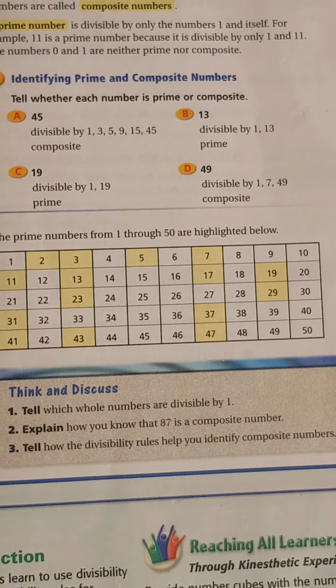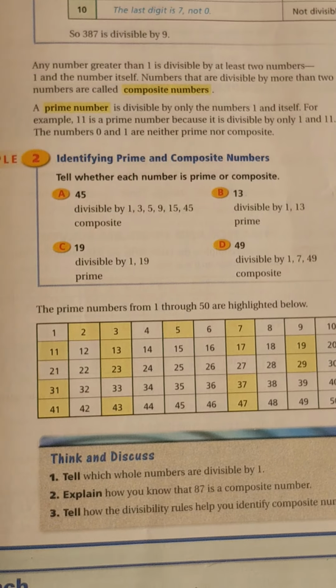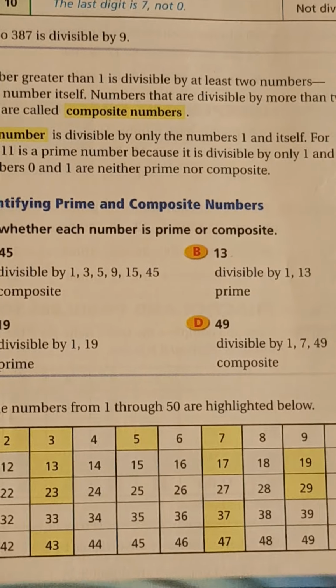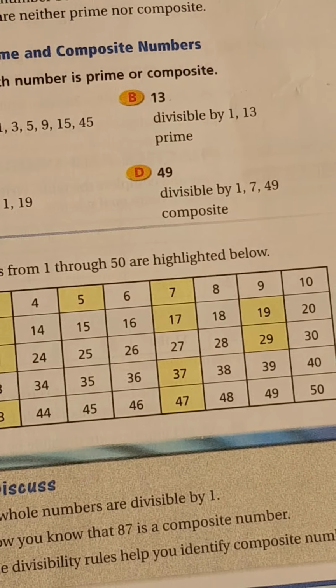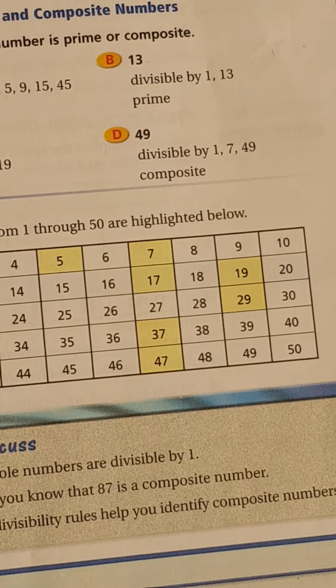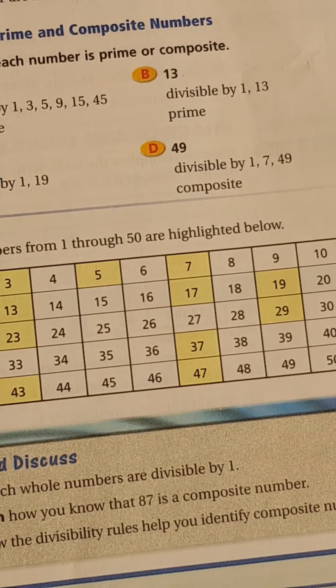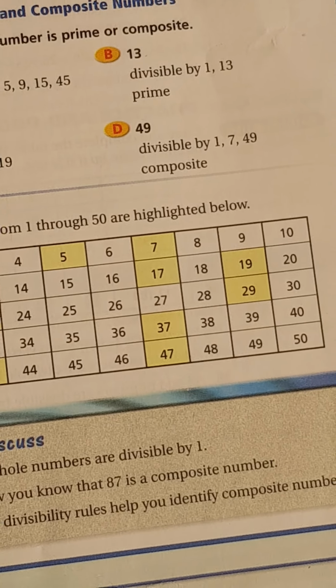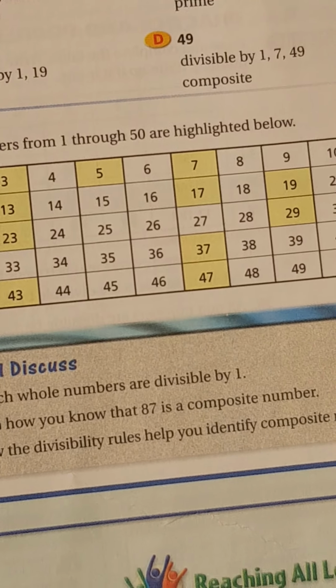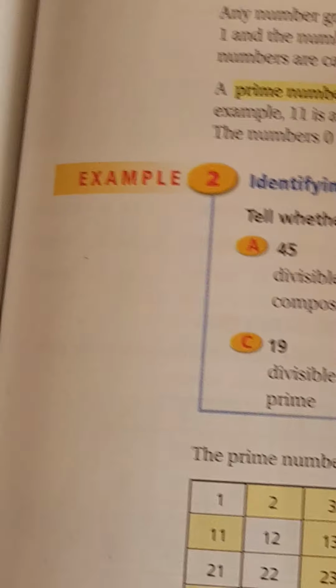Now we pause a little bit for questions. We'll start with composite numbers. What is a composite number? Any number greater than 1 is divisible by at least 2 numbers, 1 and the number itself. Numbers that are divisible by more than 2 numbers are called composite numbers. I don't know if you are seeing what I'm reading. I'm sorry. Okay, let me say it again.